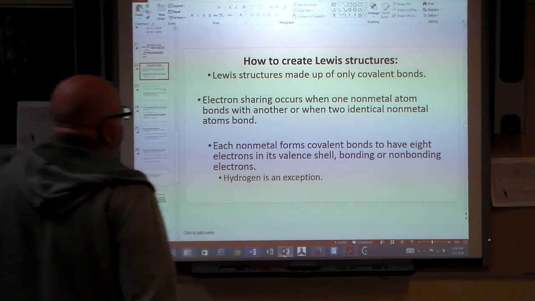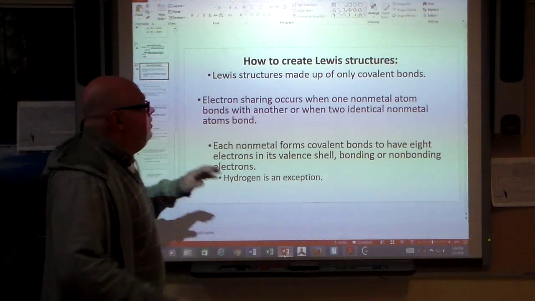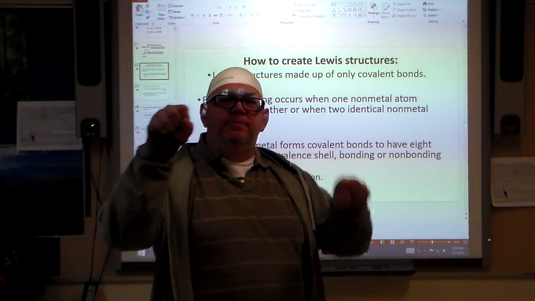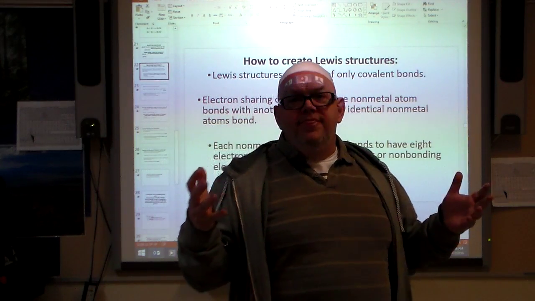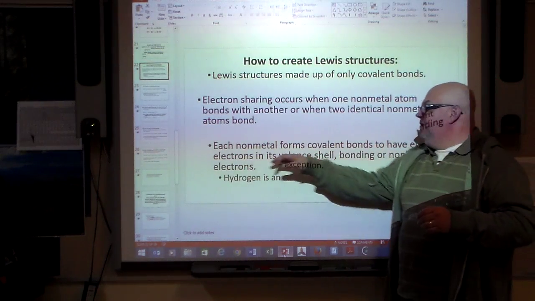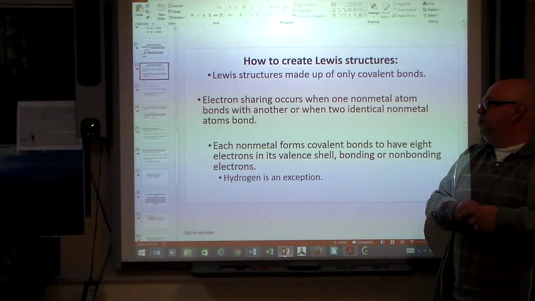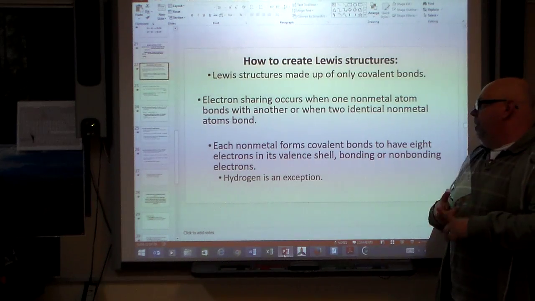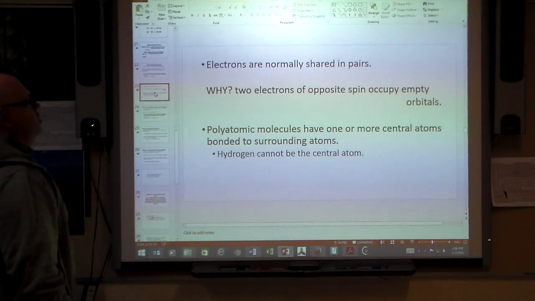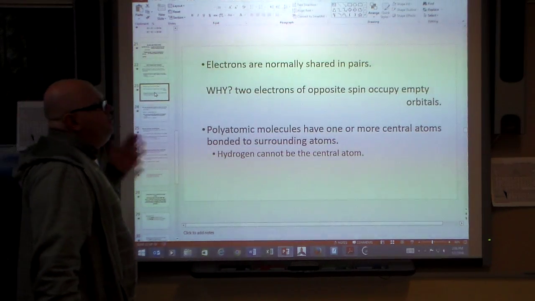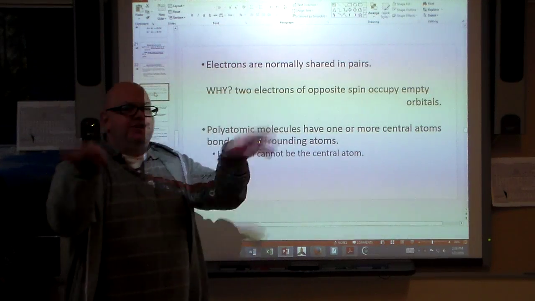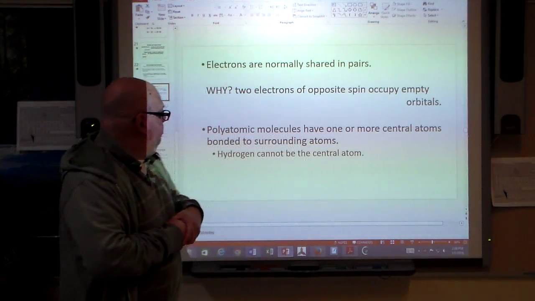Lewis dot structures are only made up of covalent bonds, okay? And typically we're talking about nonmetal atoms connecting with nonmetal atoms. That's pretty much it. It has to do with having 8 electrons in the valence shell, whether bonding or non-bonding electrons. Hydrogen definitely is an exception, okay? And the electrons are normally shared in pairs. Why? Well, 2 electrons of opposite spins occupy the empty orbitals.